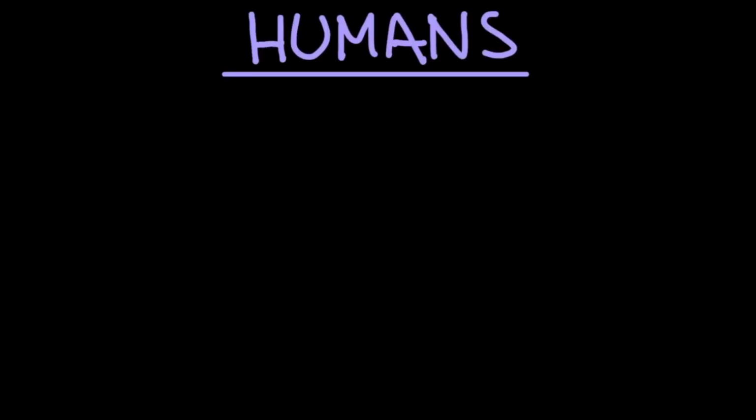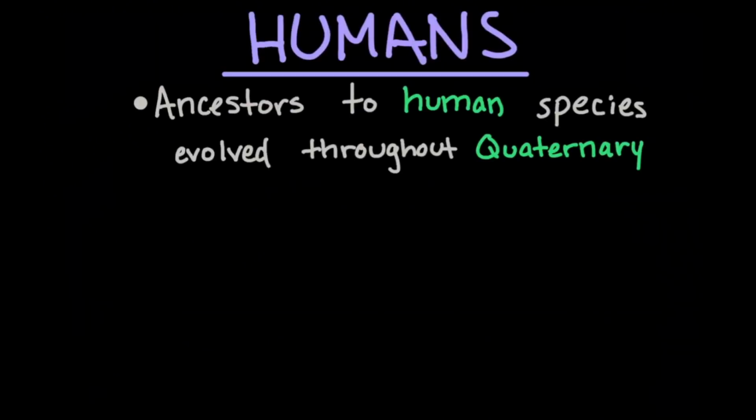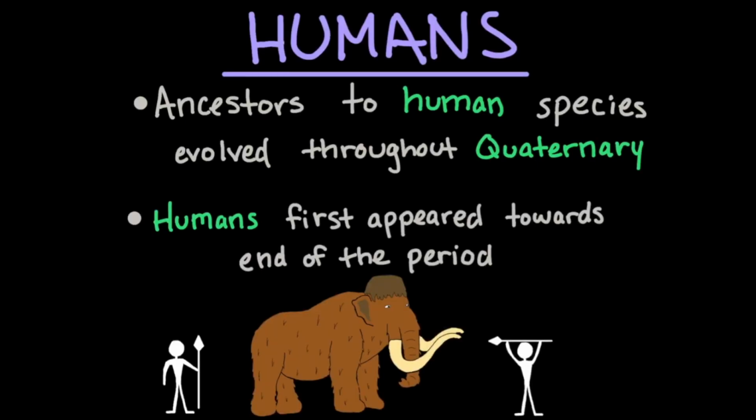The ancestors to the human species evolved during the Quaternary. Modern humans make their first appearance towards the end of the period. And that is it for the Quaternary period. This also wraps up Earth's geological history.